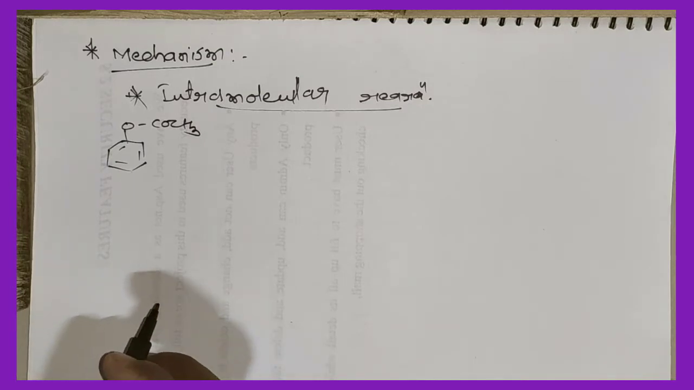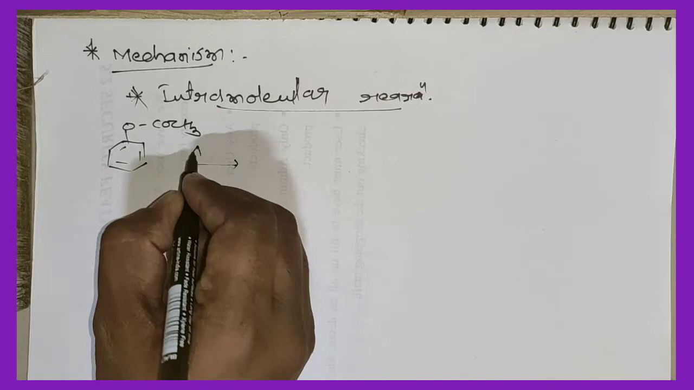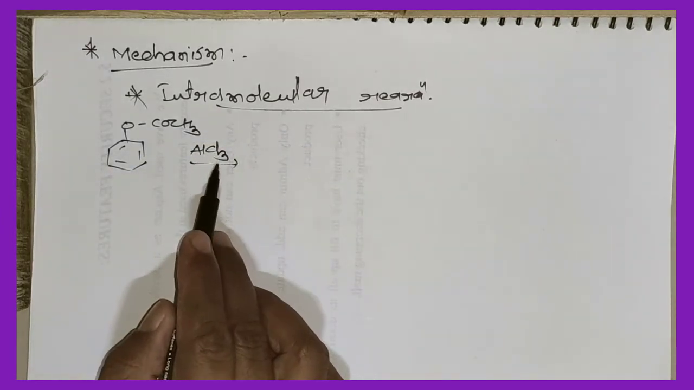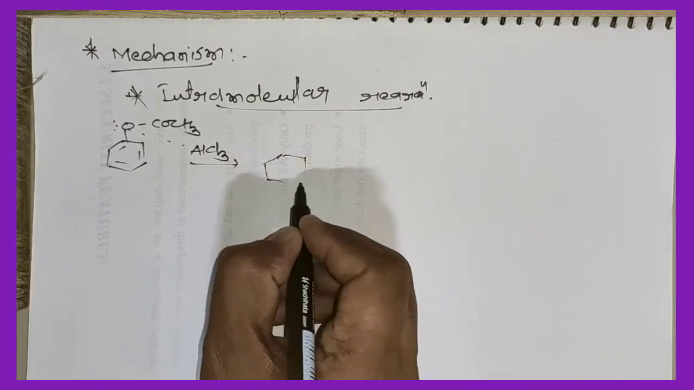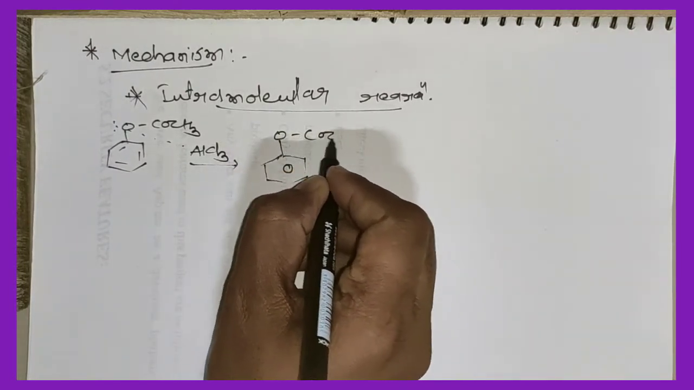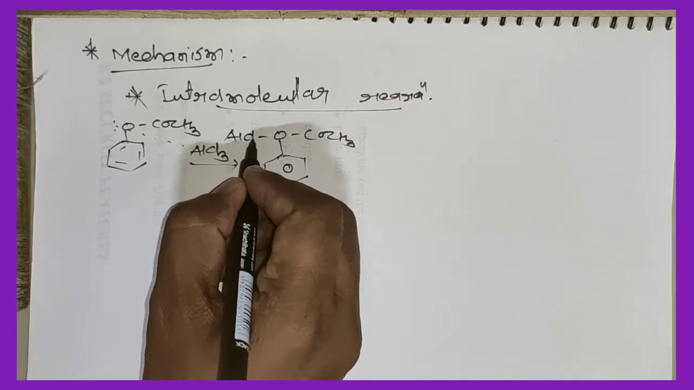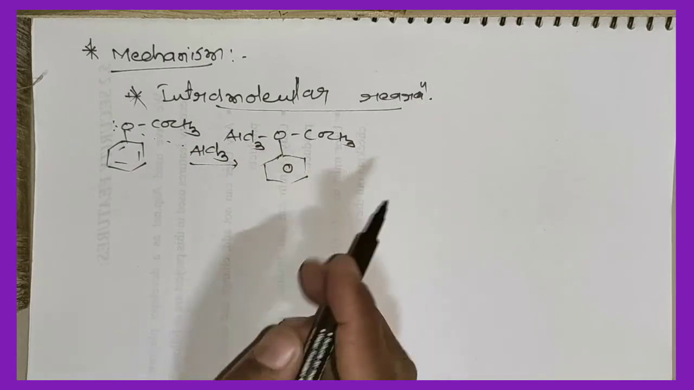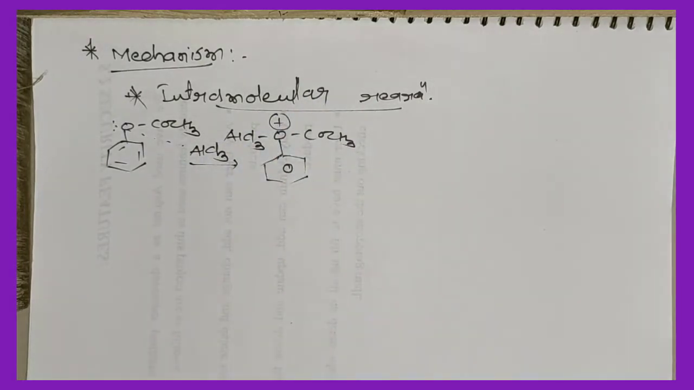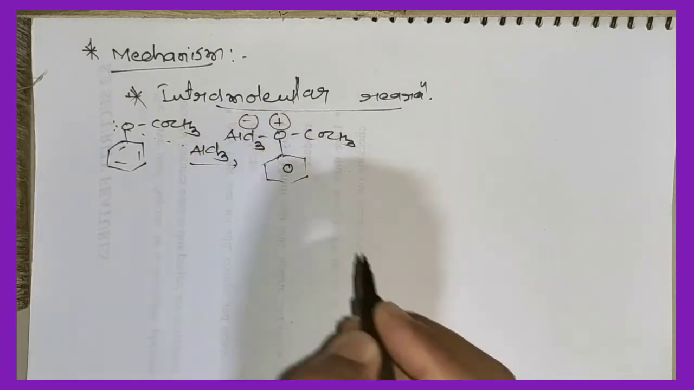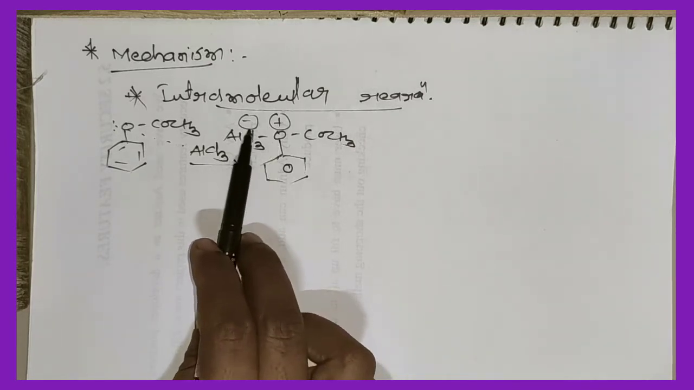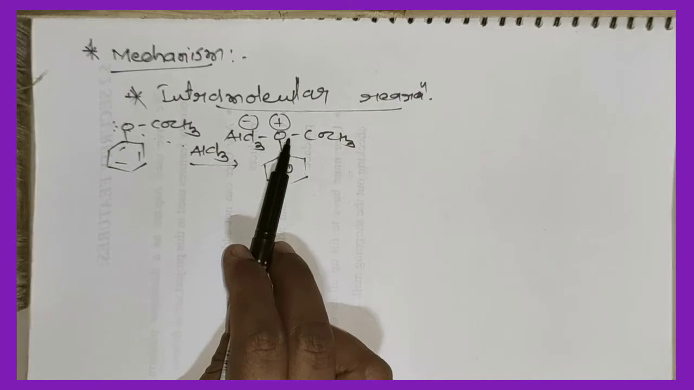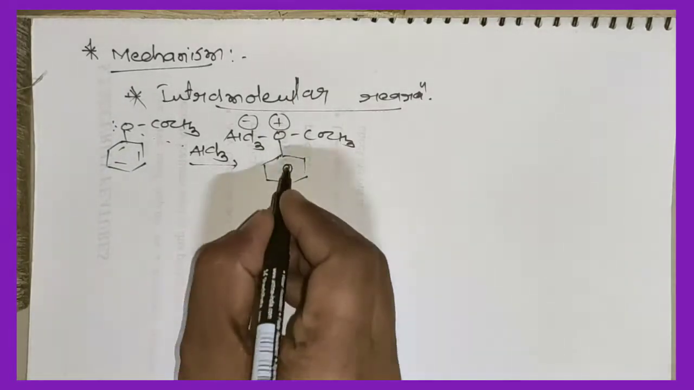Phenolic ester first reacts with the aluminum chloride. As we discussed, aluminum chloride acts as a Lewis acid, that's why it attracts the non-bonding electron pair of oxygen. So we get OCOCH3 as it is, and here the AlCl3 part is attached to the electron-rich oxygen. Now oxygen is positively charged and the whole AlCl3 part is negatively charged, because AlCl3 accepts the electron pair from the oxygen, and oxygen donates the electron pair.